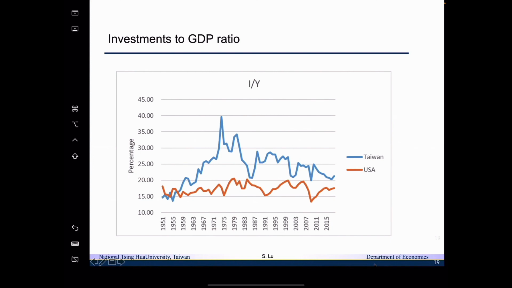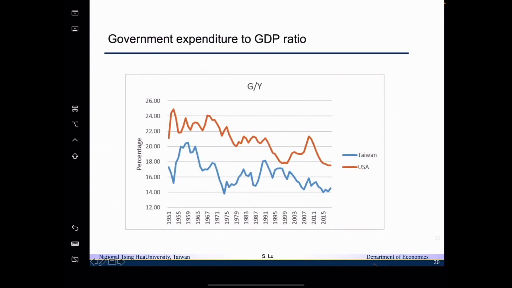Of course, in more recent years the investment to GDP ratio turned out to be at a relatively low level compared with the 70s, 80s, 90s and 2000s. So then how about the government expenditure to GDP ratio? It turned out that the US government expenditure to GDP ratio is much higher than in Taiwan. In the US it's about 20%, but in Taiwan it is only about 15%.